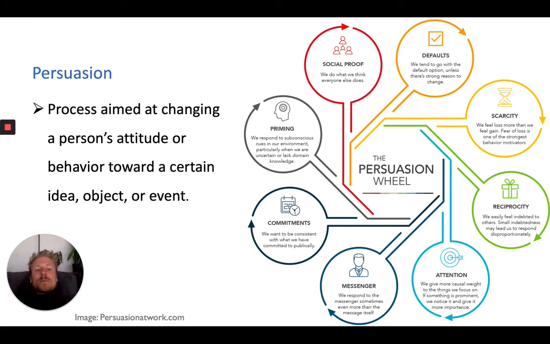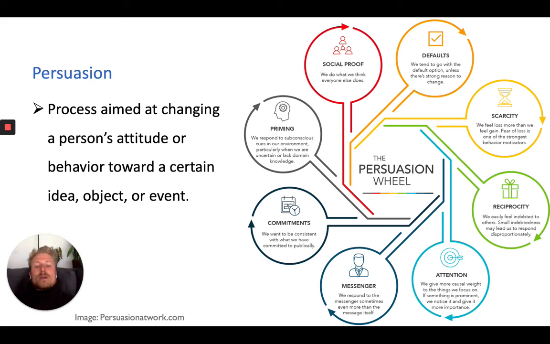And for those of you who already did the readings, there are several principles underlying persuasion. How can you get people to do what you want them to do? Or how do other people get you to do what they want, right? Those principles are represented here on the right-hand side: default, scarcity, reciprocity, attention, messenger, commitments, priming, and social proof. Today I want to talk about all of them a little bit, like 2-3 slides maximum, and share a little bit of the scientific backing of those.